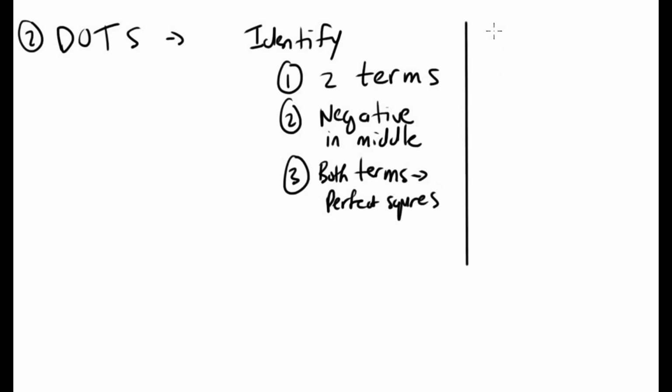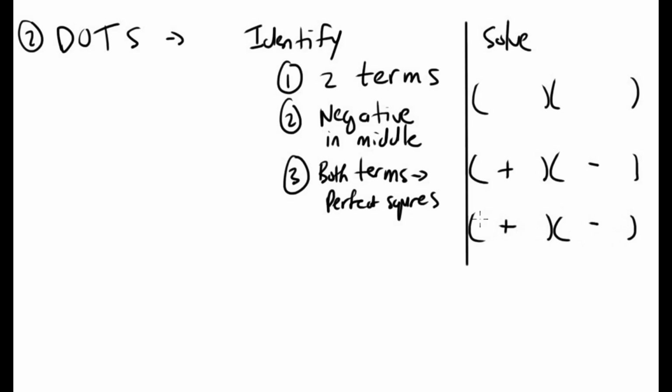And then when we solve it, remember we're going to have our two brackets. We're then going to have plus and minus, and then the square root of term 1 over here, and the square root of term 2 over here. I'm going fast with this, guys, but I'm just trying to do an overview. If we look at an example of DOTS, there are basically two types of examples.